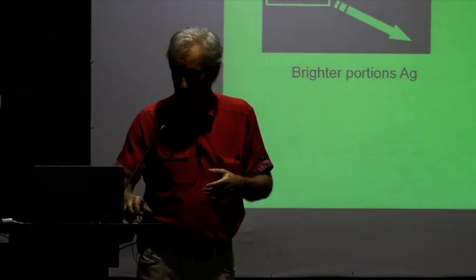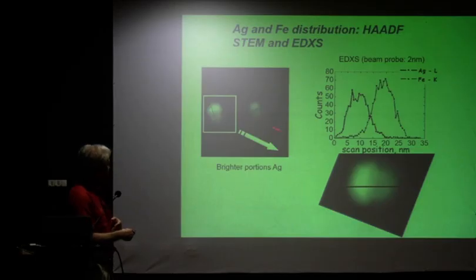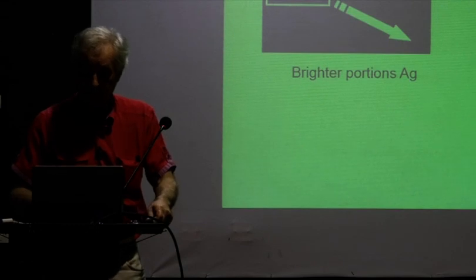If you do line scans of EDX on these things, you see that this is red, that's iron. And if you look at the scan position of this particle, you see that there is a lot of iron sitting on this side, and there's a lot of silver sitting on this side.